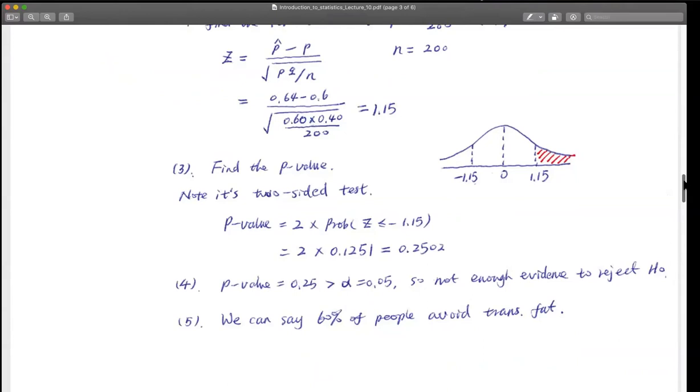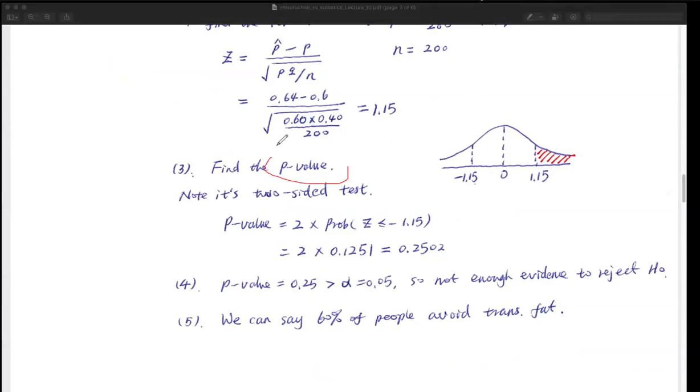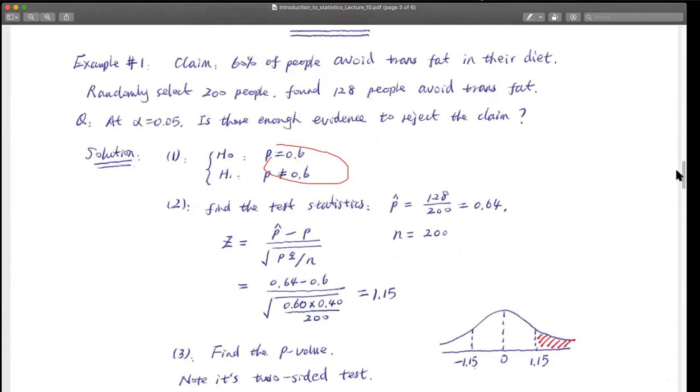Find out 1.15, right? That's number 2, doing the calculation, the test statistic. Number 3, find out the p-value. How do we find out the p-value? It's determined by the hypothesis H1, is it right? What's H1 here? H1 here we have not equal to, is it right?